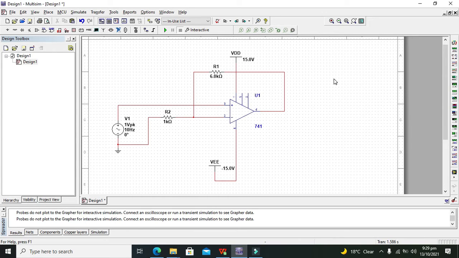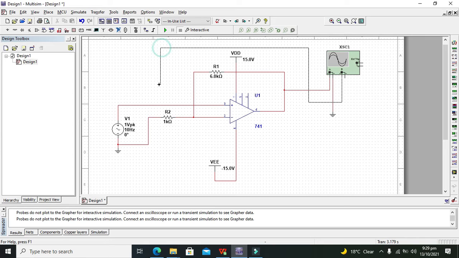Now we need to take an oscilloscope. This one is our oscilloscope, and we will connect it with the output and input. We need ground, so we will take one ground and connect it with the negative input of the oscilloscope. Now we need to run it. But this is just for the output. What about the input? We also need to connect the second channel with the input so that we can observe both the input and output.